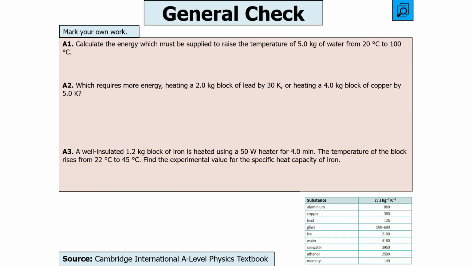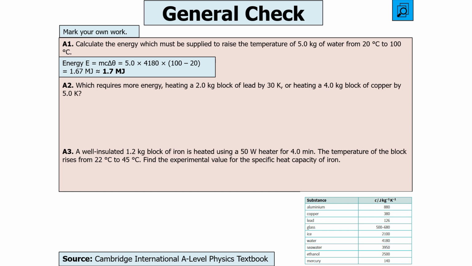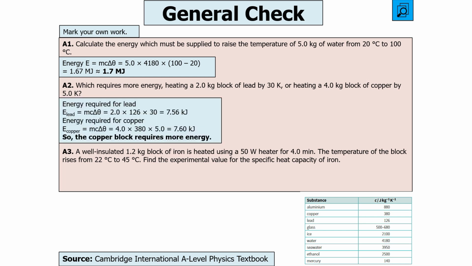Right, we know that to work out the energy supplied when you've got a change in temperature, it's E equals mc change in temperature. So you can do it for each one, and there you get 1.7 megajoules when you pop in all the values. The next one, here again, you work out each one with E equals mc change in temperature. So for the lead, you'll get 7.56 kilojoules. For the copper, you get 7.60 kilojoules. So the copper block requires more energy. Now, in this instance, it's a bit harder because we haven't got energy, but we have got power and time.